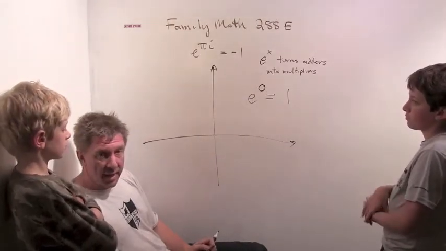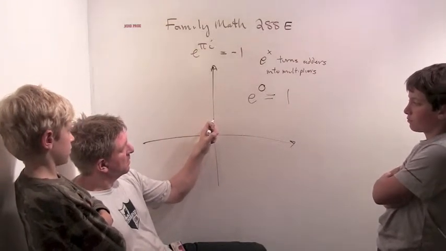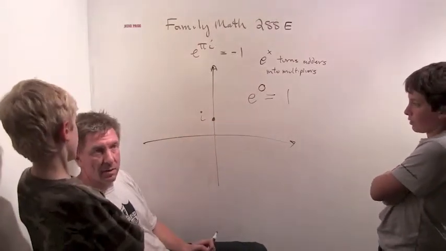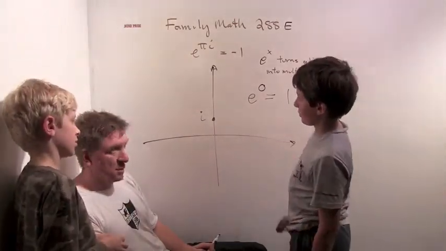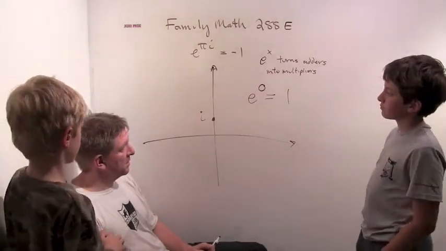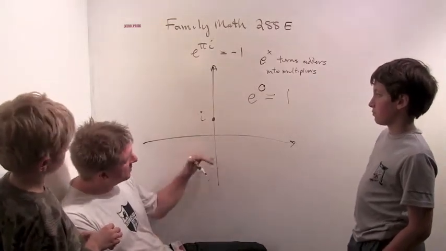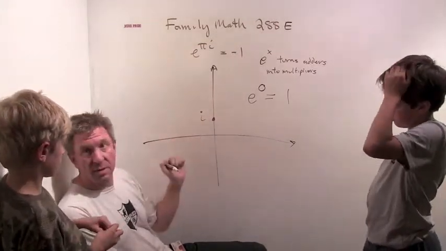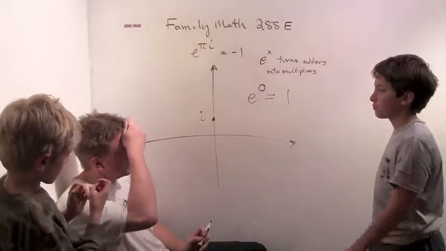We learned that this number here, i, does what? Well, as an adder, it shifts the plane up and down. As a multiplier, it rotates the plane. Alright, so that's interesting.